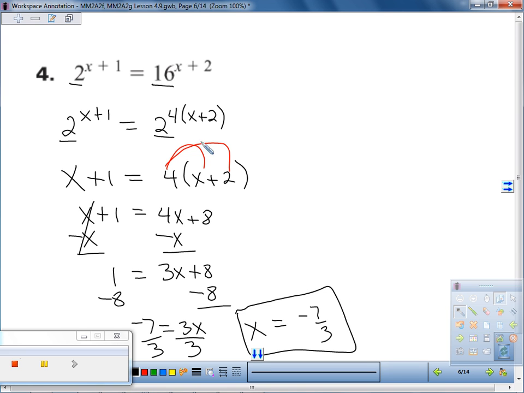Okay, but the key concept here is that we got to get the same base. Now once we get the same base, then we can put the exponents equal to each other.